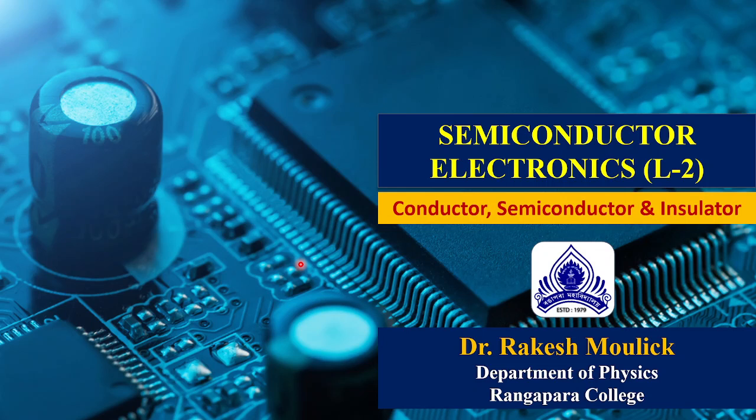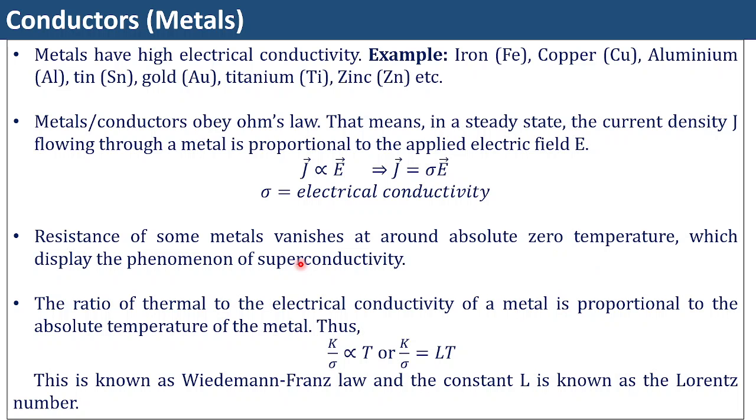Let us try to go in detail about the three types of solids on the basis of their conductivity property. So let's first discuss about the conductors. Now, in general, the conductors are the metallic objects, or so as to say the metals. Metals have very high electrical conductivity. For example, you have iron, copper, aluminium, tin, gold, titanium, zinc, etc. These are all very good conductors of electricity as well as heat, and we all know about it.